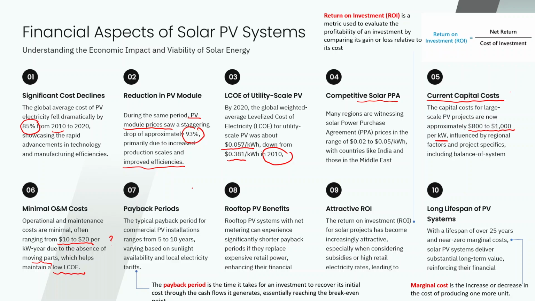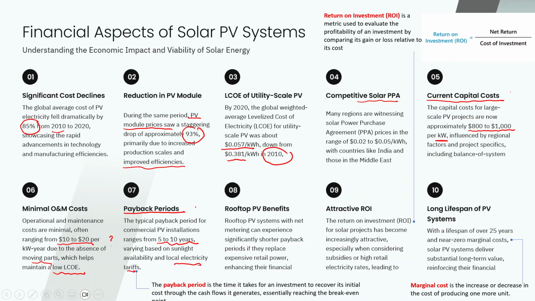And then the other factor that determines the feasibility of the PV project is the payback period. The payback period basically determines the time taken for the investment to recover its initial cost from the cash flow generated by the system. So the payback period for these PV projects ranges from 5 to 10 years, depending on the size, the availability of sunlight and the location, and also the local electricity tariff.